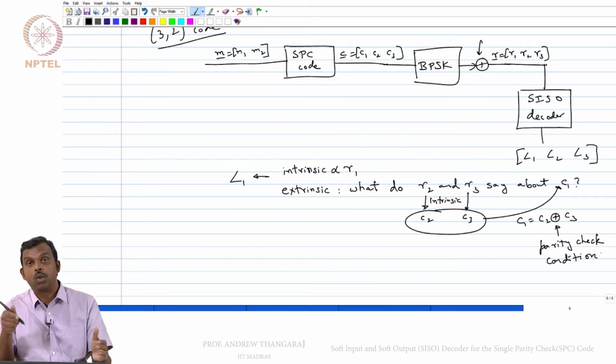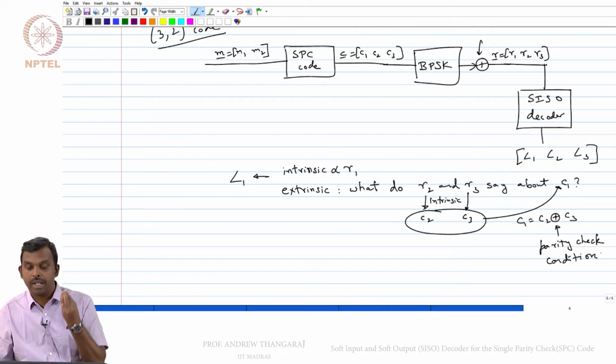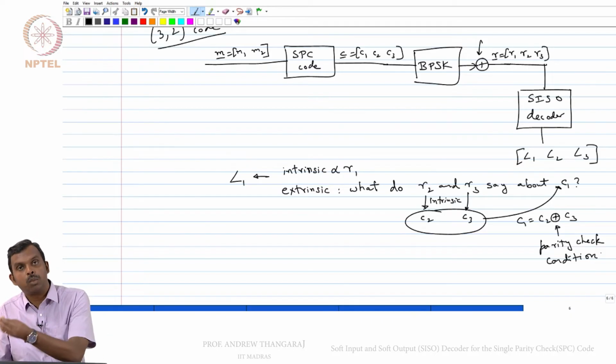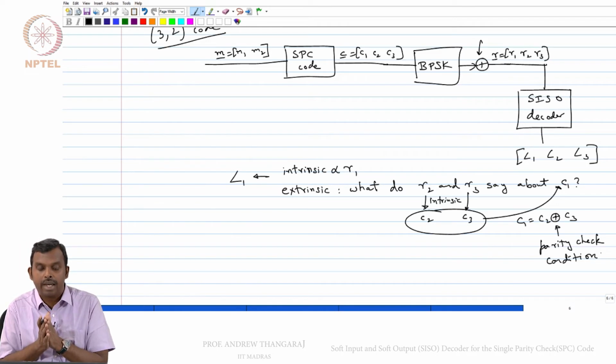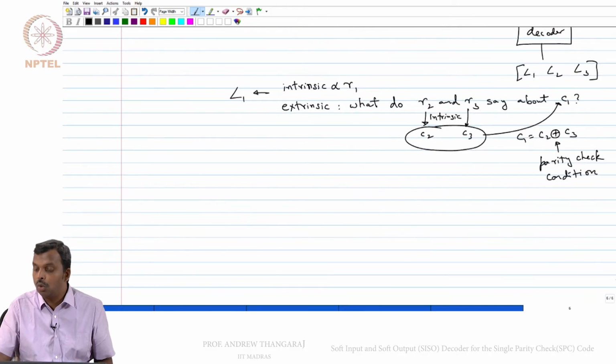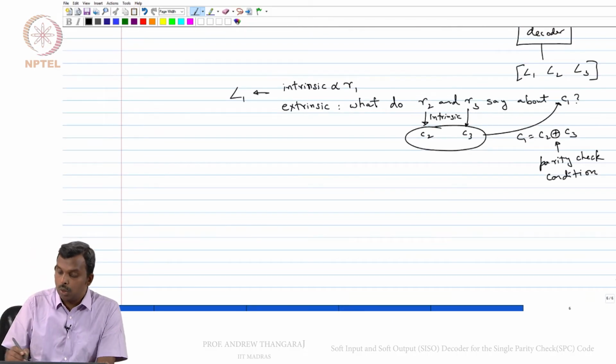So this is the route we have to take. R2 says something intrinsic about C2, R3 says something intrinsic about C3, and I know C1 is C2 XOR C3. So now I take the intrinsic information from R2 and R3 about C2 and C3, and then use this XOR to compute what it says about C1, and that will be the extrinsic information for C1. Then I add intrinsic and extrinsic, and I get my total capital L1. Is that okay? So that's the strategy we're going to take, and it turns out this is not too bad a computation. You can do it without too much trouble.